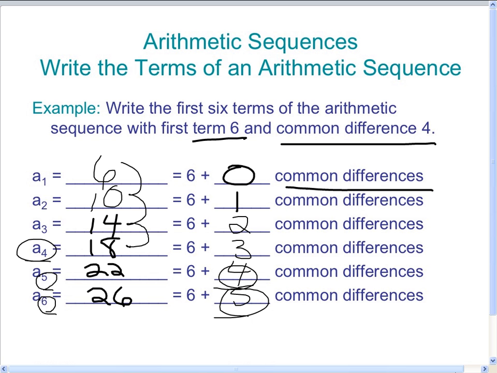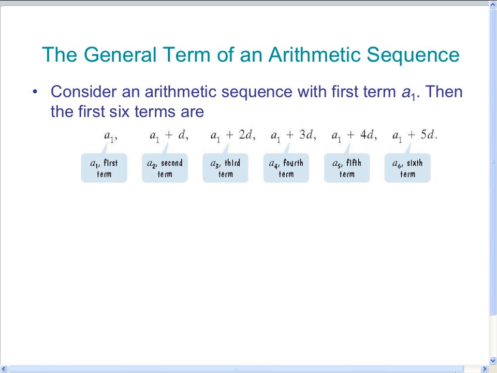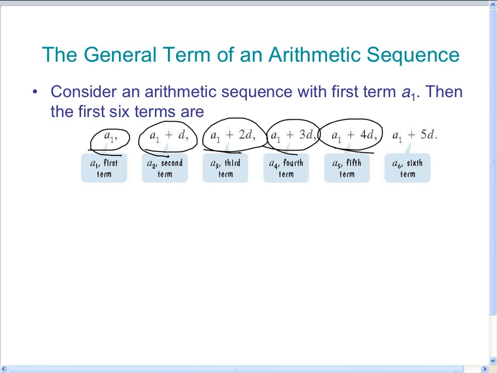If I want the 70th term, a sub 70, how many common differences do I have to add? I have to add one less. I have to add 69 common differences. All right, you see where I'm going with this here? So our goal actually is to end up with a formula. So the first term, second term add one common difference, third term add two, fourth term add three, etc.